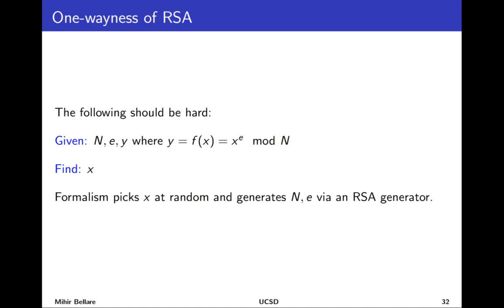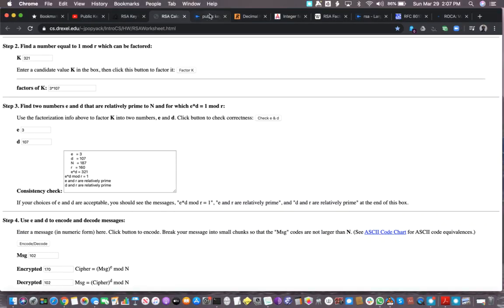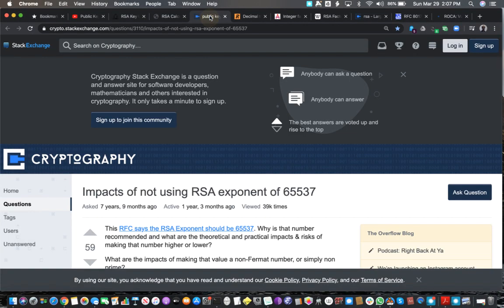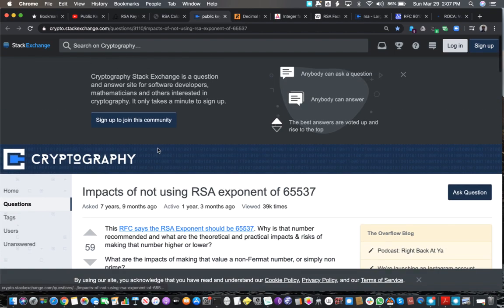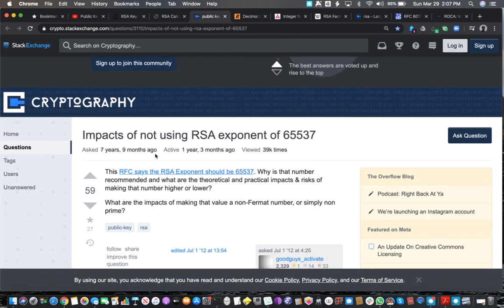The main security attribute we want to study is one-wayness. Before we do that, let's look at one more interesting element about these generators. If you look at standards for public key encryption and usage of RSA, you'll often find that they use this particular encryption exponent, 65537. And why? Well, here's someone on Stack Exchange who had that same question.